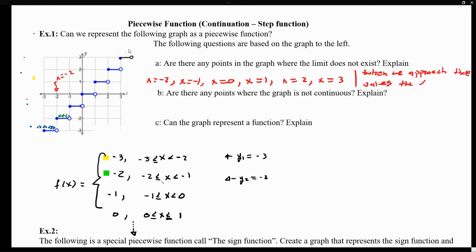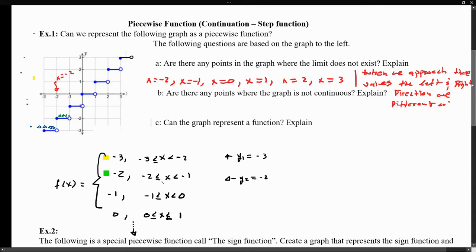I'm just going to say the left and right direction are different outputs. What I'm trying to say here is that if I approach it from the left, I get an output of negative 3. If I'm approaching from the right, I get an output of negative 2. Negative 3 is different than negative 2, so therefore the outputs are different.